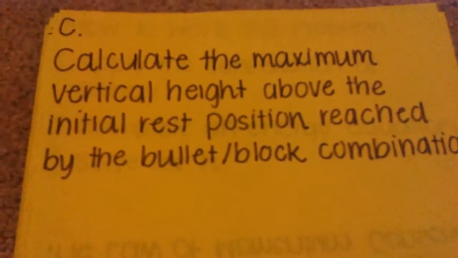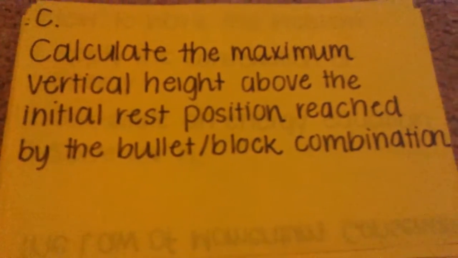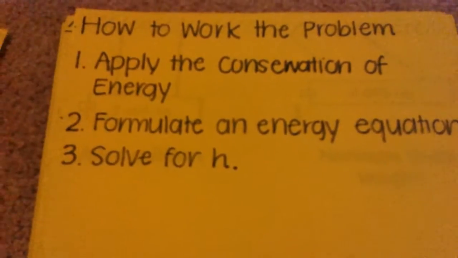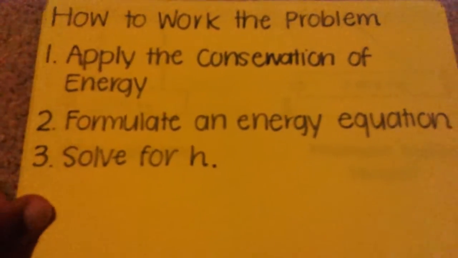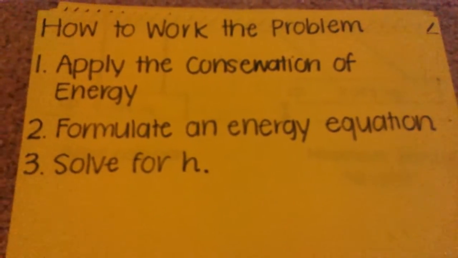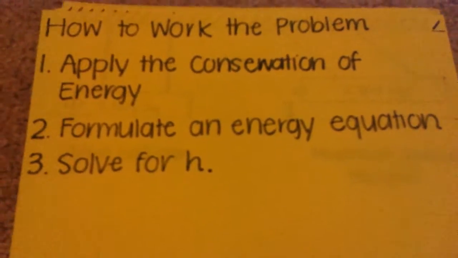Part C tells us to calculate the maximum vertical height above the initial rest position reached by the bullet block combination. How to work the problem: 1. Apply the conservation of energy. 2. Formulate an energy equation. And 3. Solve for H.